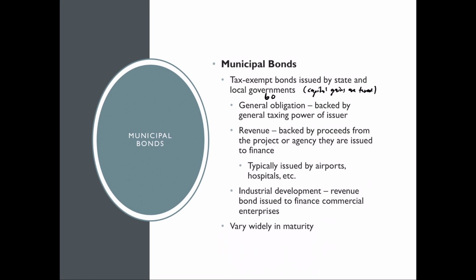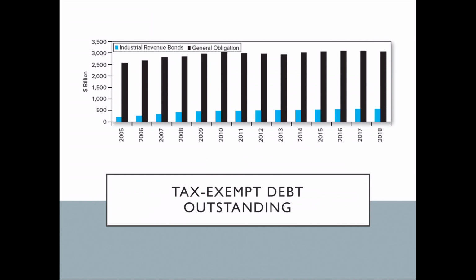So looking at municipal bonds, the key takeaways are that they are tax-exempt bonds issued by state and local governments. The two main types are general obligation and revenue. And let's just take a look at the tax-exempt debt that is outstanding. From 2005 to 2018, you can see that the majority of municipal bonds are those general obligation bonds, those backed by the general taxing power of the issuer. You can also see that it's roughly $3 trillion worth of general obligation bonds outstanding here in 2018. So it is a substantial type of funding for state and local governments.